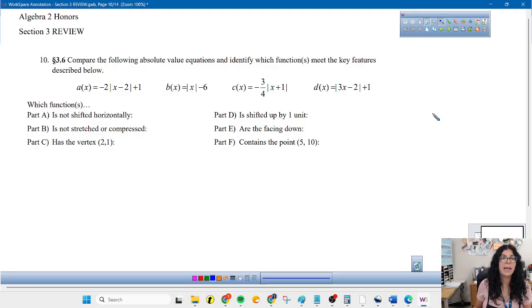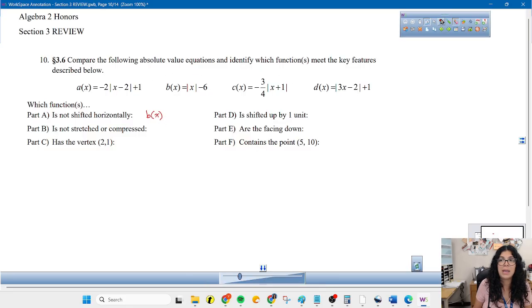All right, for number 10, compare the following absolute value equations and identify which of the following meets the key features described. The one that is not shifted horizontally. Well, that's a horizontal shift, so not that one. This one is not a horizontal shift because we're not adding or subtracting on the inside with x. And that's the only one. So only b of x is not shifted horizontally.